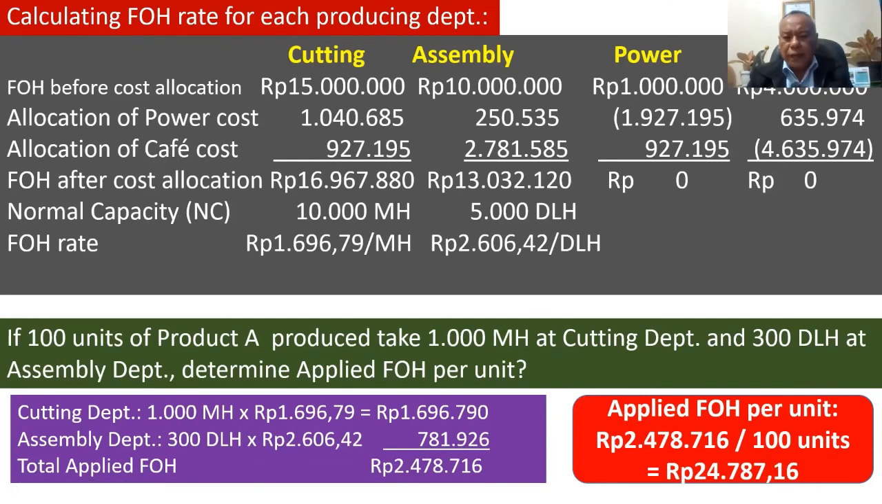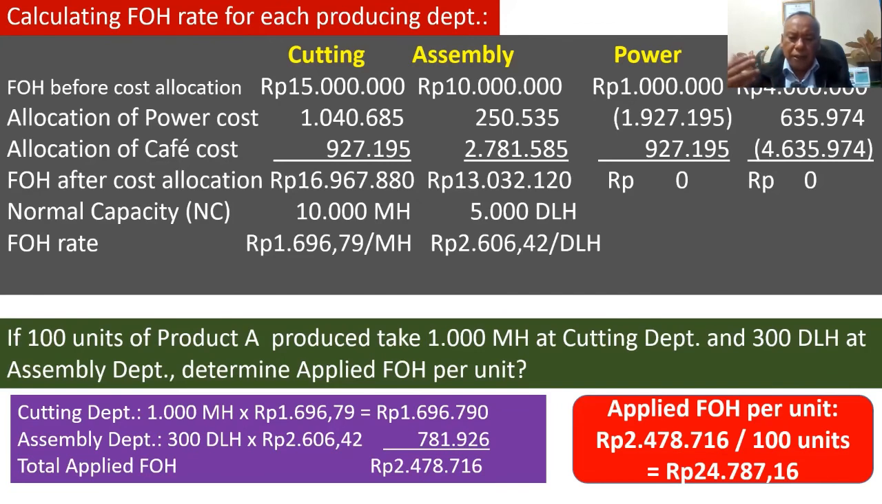So that's all for our meeting on functional based costing, especially the allocation of service department costs to producing departments. Actually, there are three methods. The first method is the direct allocation method. The second is the non-reciprocal or sequential allocation method. And the last is the reciprocal allocation method or algebraic method.